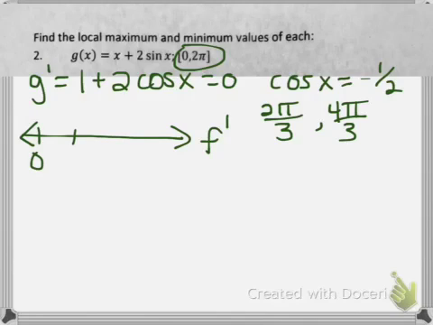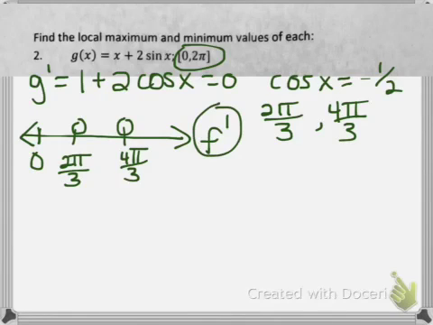Okay, so I have 0, I have 2 pi over 3, I have 4 pi over 3, and I'm going to just test my regions. Okay, so I'm going to test between 0 and 2 pi over 3. So I could test pi over 2 to figure out that region. Again, where are you testing in the derivative? You want to know if the derivative is positive or negative. So I would plug like pi over 2 into this, and I should get a positive.